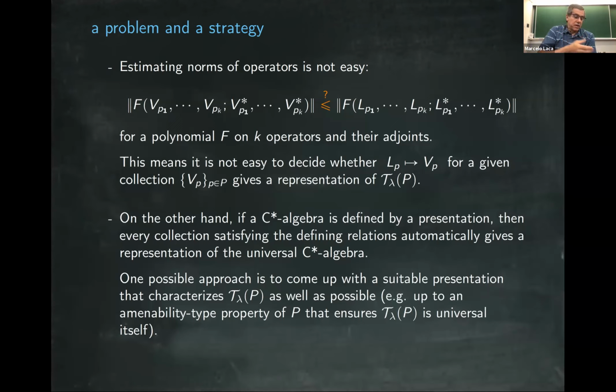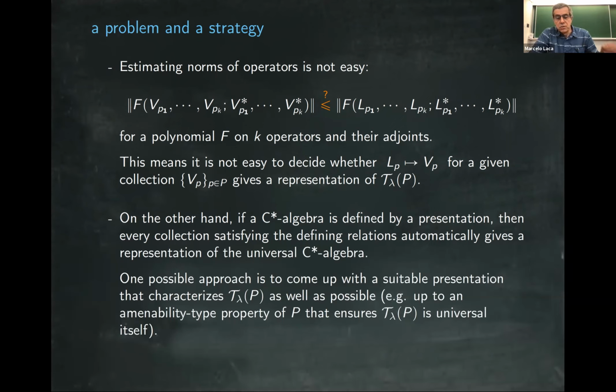There are famous instances where that has been resolved. Von Neumann's inequality is one of them, but it's generally a difficult problem. On the other hand, if instead of having T lambda of P generated by concrete isometries, you have a C*-algebra defined in terms of a presentation, meaning some generators and some relations, then every time you identify generators that satisfy those relations, there is automatically a representation of the universal C*-algebra with those generators and relations.